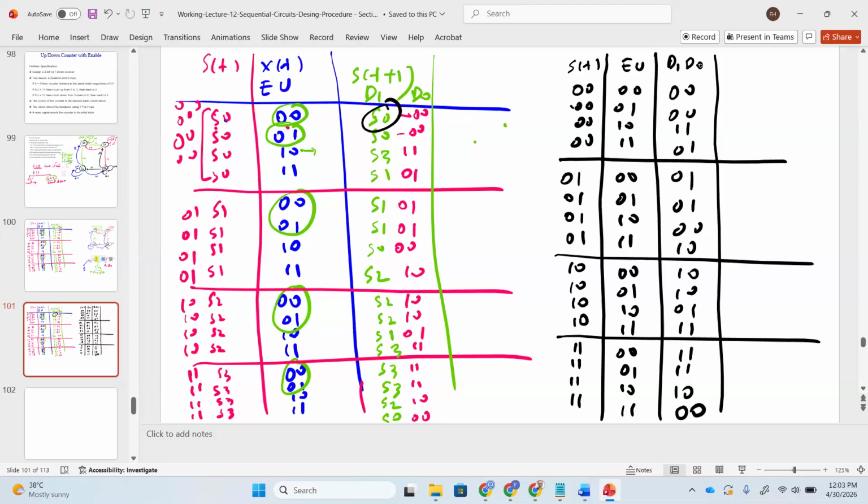We can make an expression for D1. What is D1? D1 is sigma M and so on. So we can expand D1. But now our objective is to design it using D flip flop or T flip flop. T flip flop. Okay.